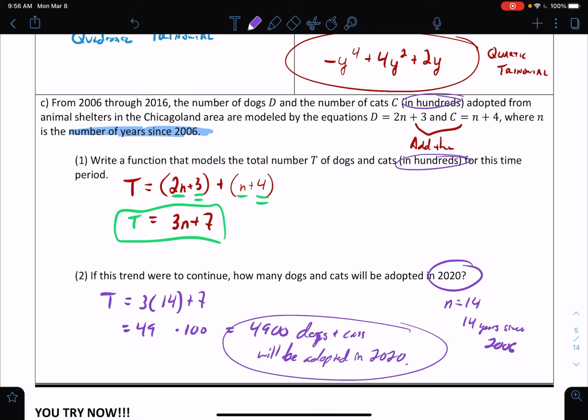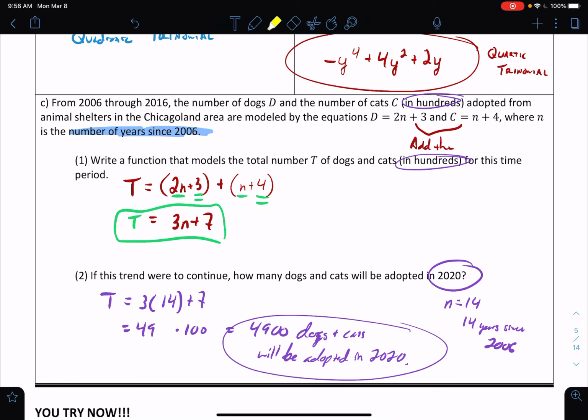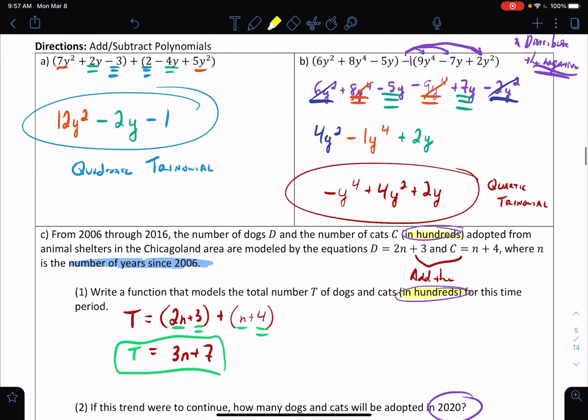So that's a bad one. All right, so a little application problem there for you. Adding the two polynomial expressions together, and then using our new polynomial to answer a word problem. Okay, so a couple key things to note is that the n represents the years since 2006, and your output is in hundreds, so 4,900 cats and dogs. Alrighty, so that's adding and subtracting. The big thing is combining like terms. And the big thing with subtracting is to make sure you distribute the negative.